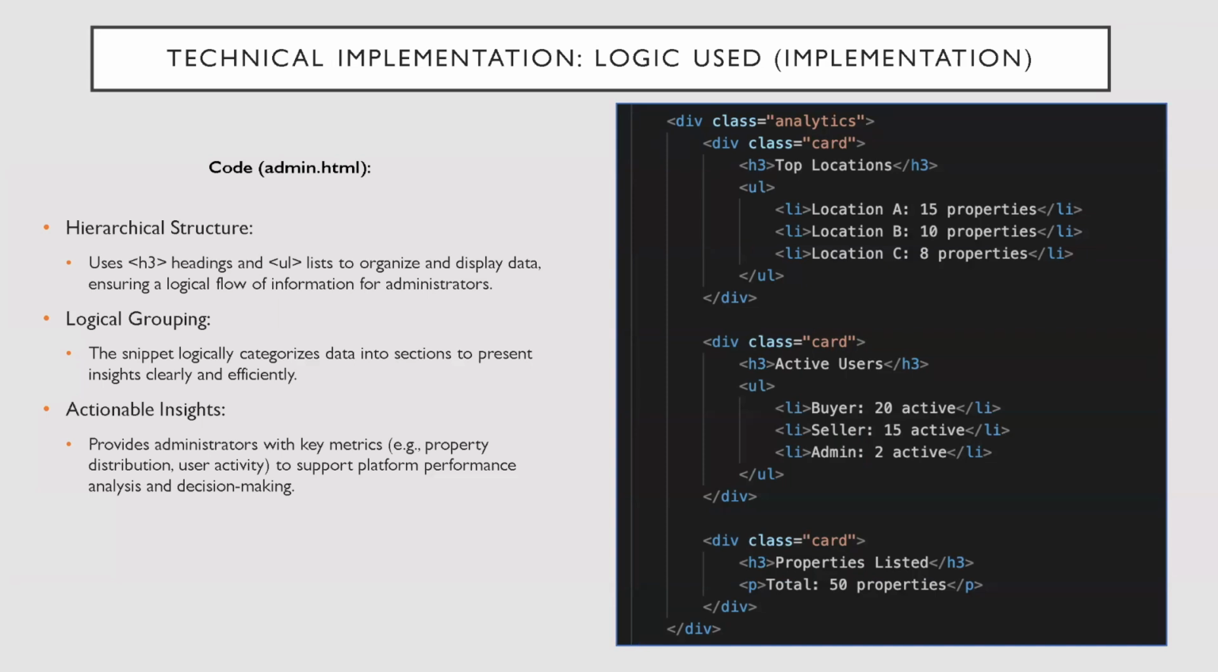Technical implementation, logic used, code admin.html. Hierarchical structure uses H3 headings and UL lists to organize and display data, ensuring the logical flow of information for administrators. Logical grouping, the snippet logically categorizes data into sections to present insights clearly and effectively. Actionable insights provides administrators with key metrics, property distribution, and user activity to support platform performance analysis and decision making.